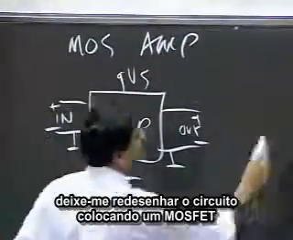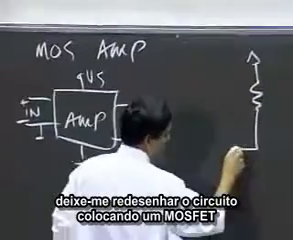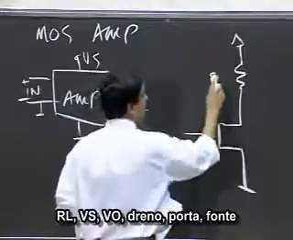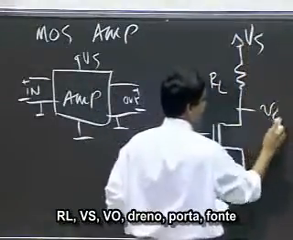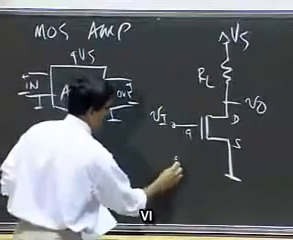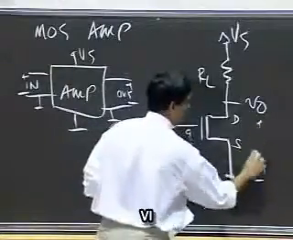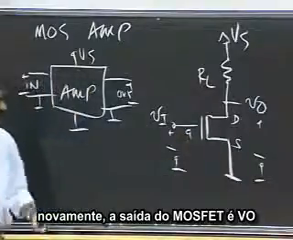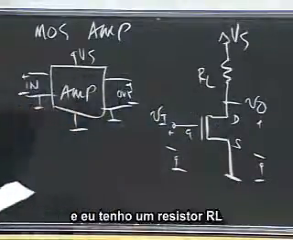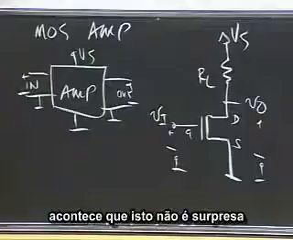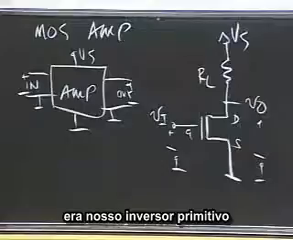Let me redraw the circuit, putting a MOSFET in place of the current source. RL, VS, VO, drain, gate, source, VI. So my input is VI, the gate of the MOSFET, the output is VO, and I have a resistor RL. Hey, we've seen that before. It turns out this is not surprising. You've seen this before. This was our primitive inverter circuit.